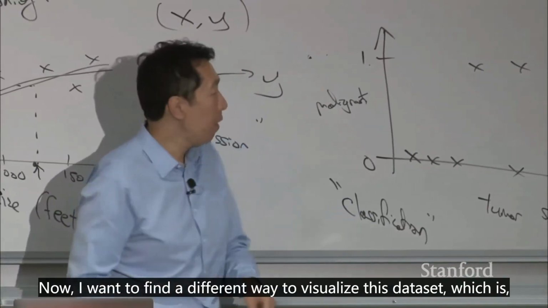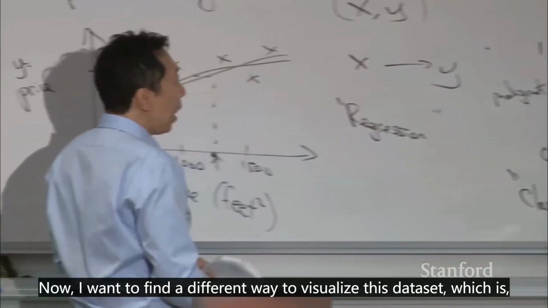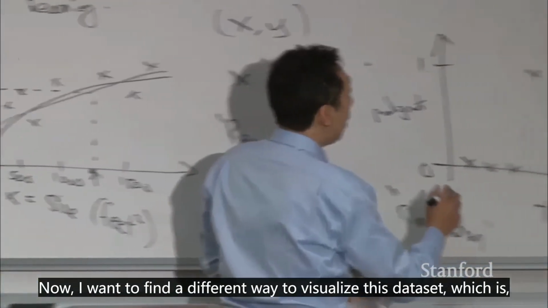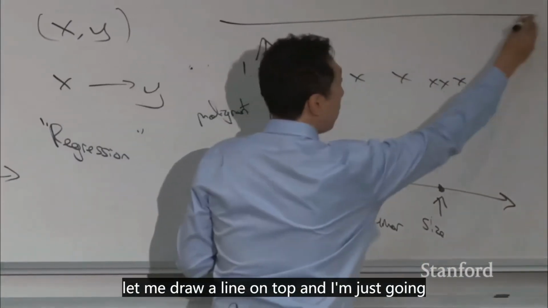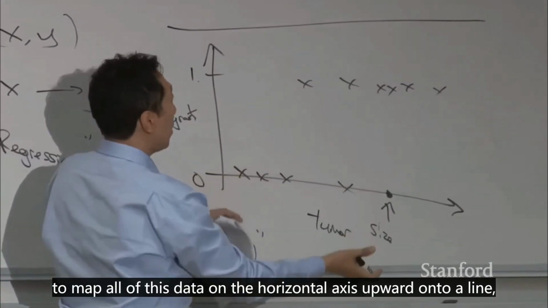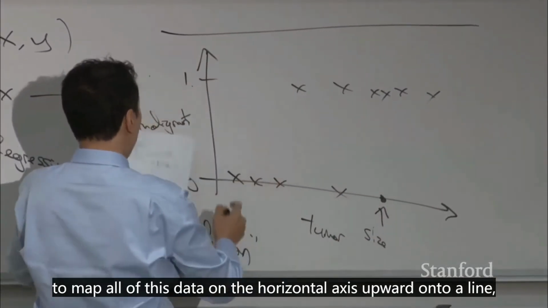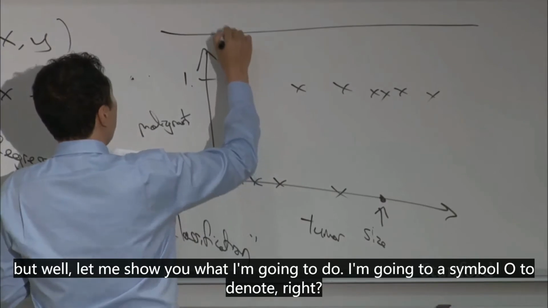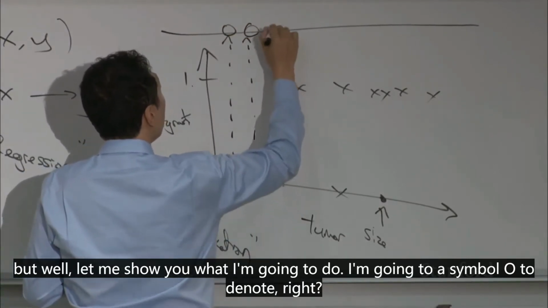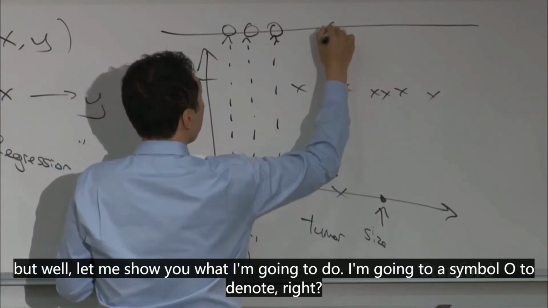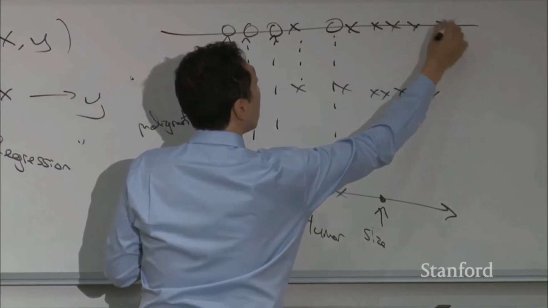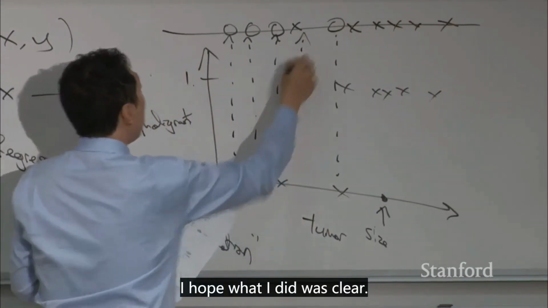discrete. Now, I want to find a different way to visualize this data set, which is, let me draw a line on top, and I'm just going to map all this data on the horizontal axis upward onto a line. Let me just show you what I'm going to do. I'm going to use a symbol O to denote negative examples. I hope what I did was clear.